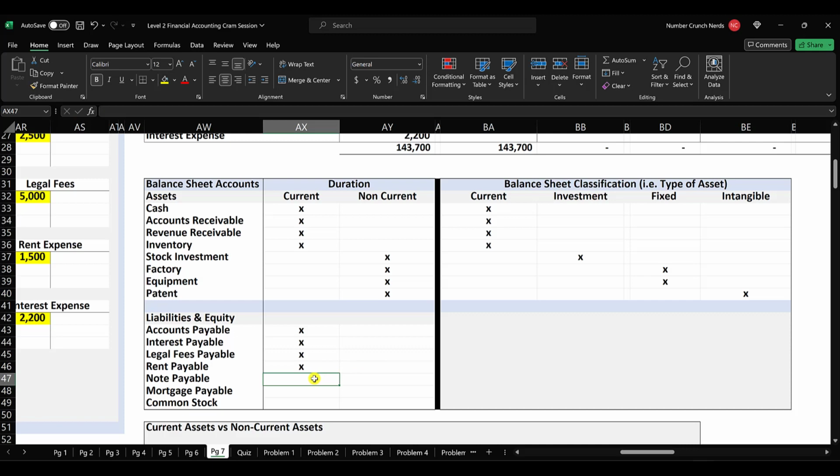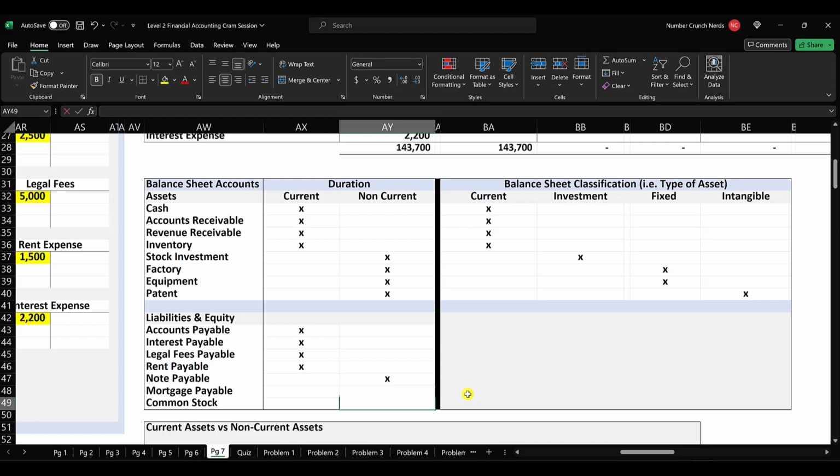Note payable, it could go either way. In our example, our note was for 5 years, if I recall correctly. So if it's going to be a 5-year note, that's going to be non-current. If a note happens to be for less than a year, and it would say so in a problem or in real-world circumstances, maybe it's a 6-month note, then it would be current. But in our case, it's going to be non-current. Mortgage, typically more than a year, so that's going to be non-current.